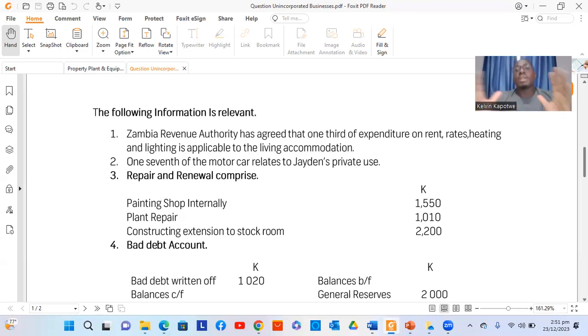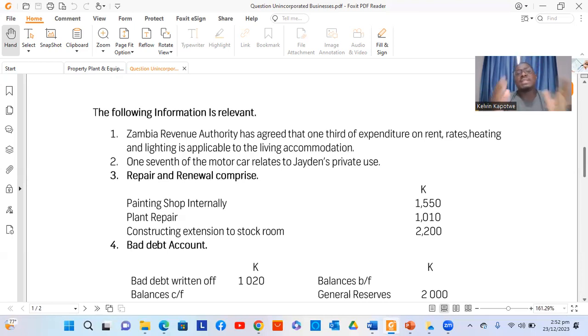All right. So the taxman has agreed with us, okay? The taxman has agreed with us to say that only 1/3 of these expenses are applicable to living accommodation. So what are we going to do to them? We are going to apportion the amounts relating to these things, rent, rate, heating, and lighting. 1/3 of these expenses do not relate to business, they relate to accommodation as such. We are going to add them back, or we are going to disallow them.